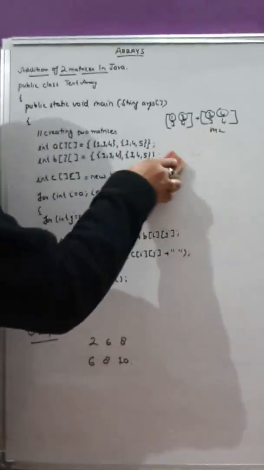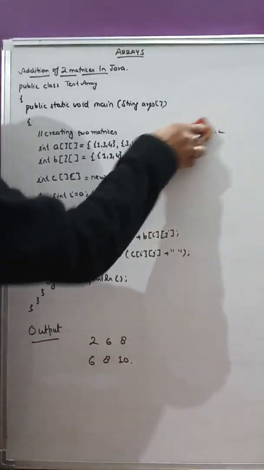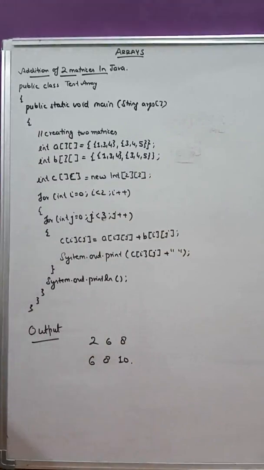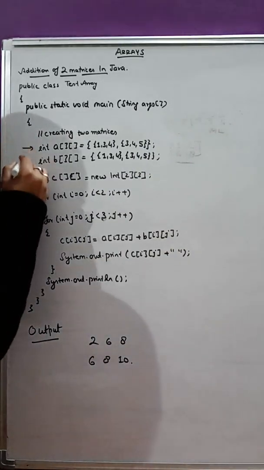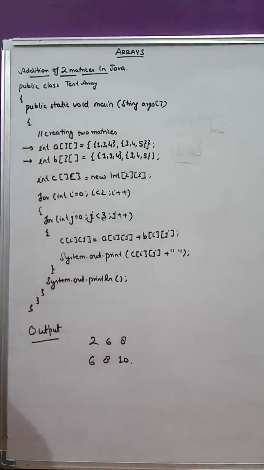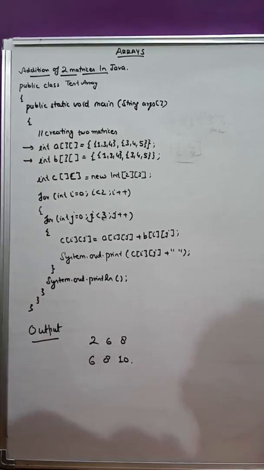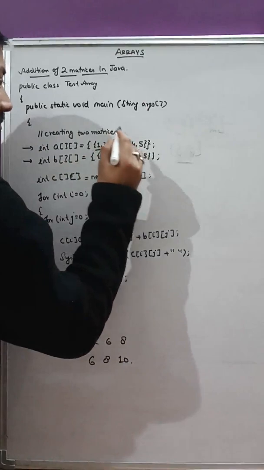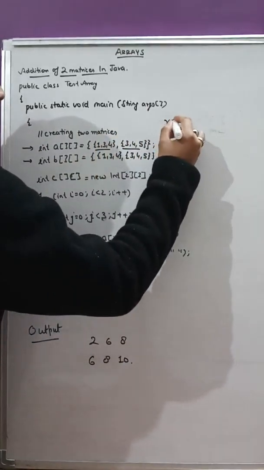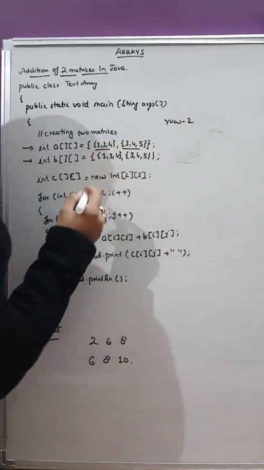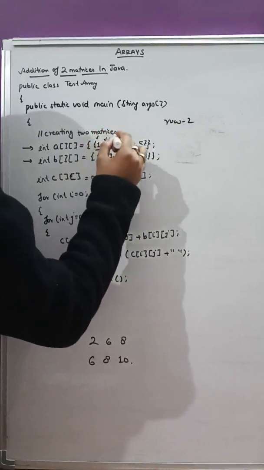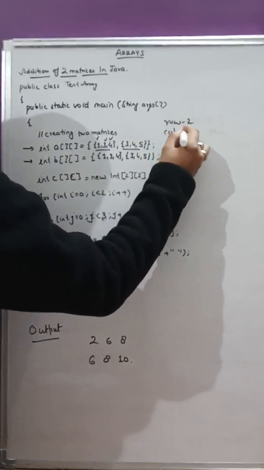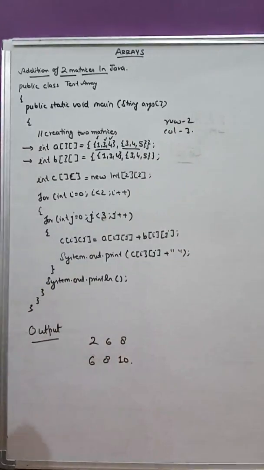Now after this example we will be taking a program. In this program, first we will be declaring two matrices. Now you have to count the number of rows and columns. So this is 1 and this is 2, so the number of rows is 2. And what about the columns? 1, 2, 3, three values are there. So the column count is 3.